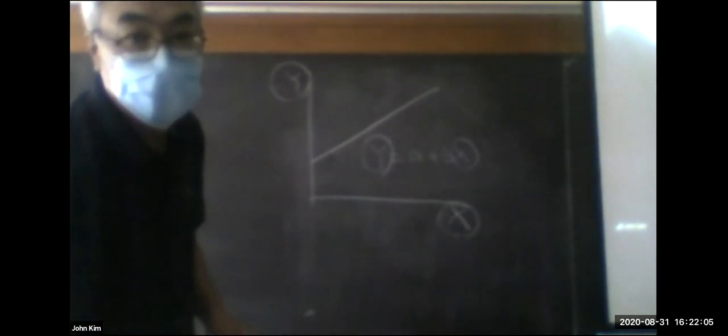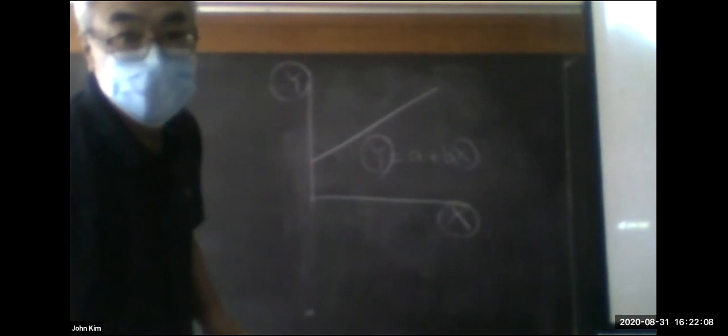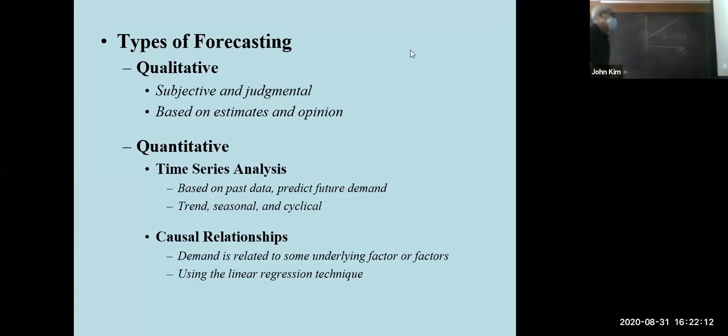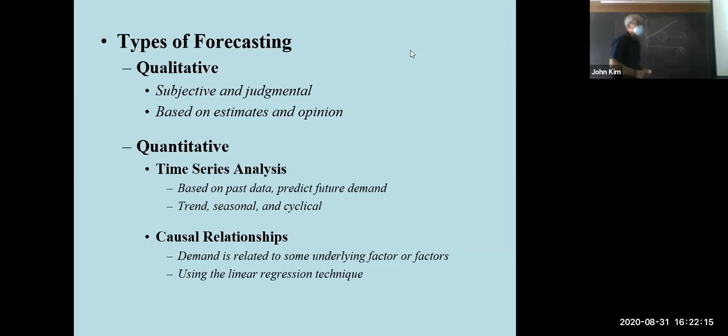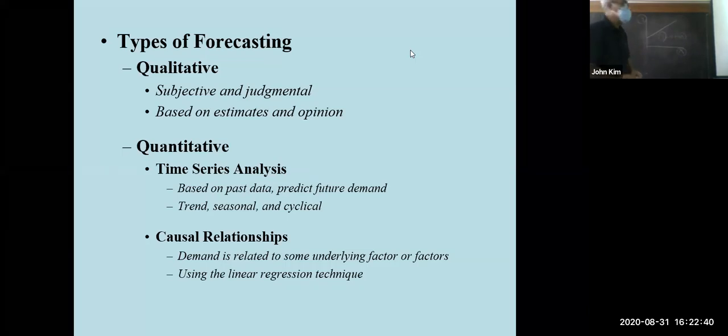So if the X variable, the independent variable, is related to time change, then as the X variable changes, based on that X variable, we forecast. That is time series analysis. Causal relationship, the same: using X variable, independent variable, forecast Y variable, dependent variable. But not time related.